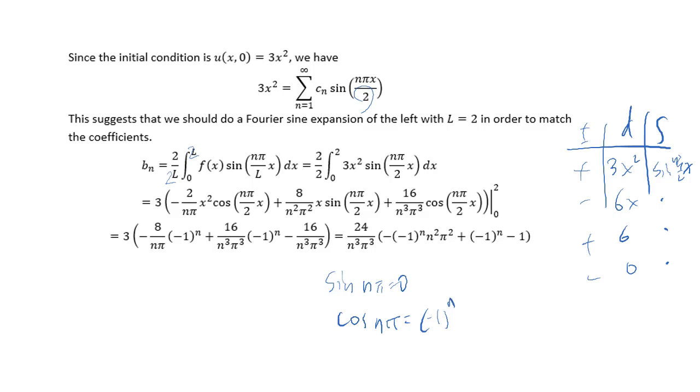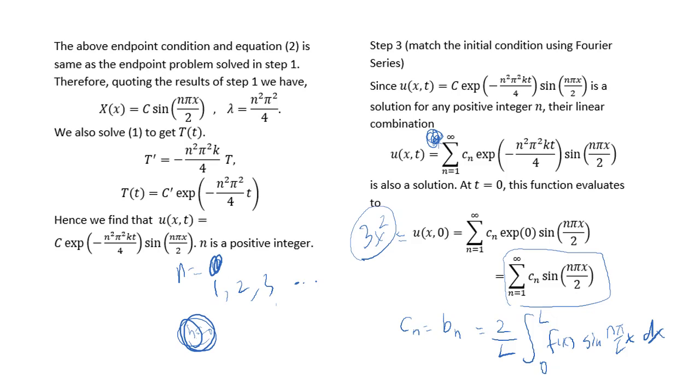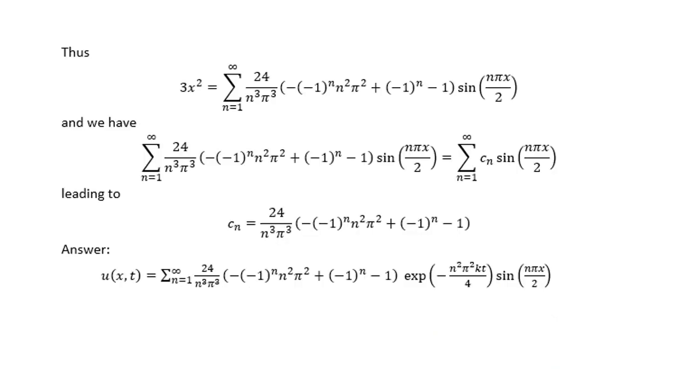Okay, so that's your cn. You find your cn by that. So you can go back and plug it into your formula here. cn is known, and what do you get? That means u(x,t), and cn is known, and therefore you have the solution u(x,t). That's it. That's the full solution.